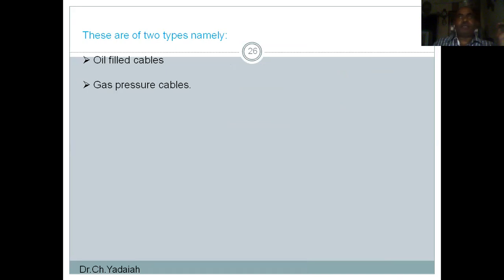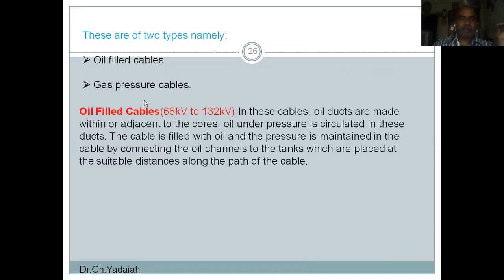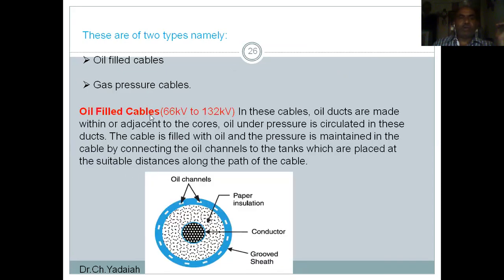So these are the further classes: oil filled cables and gas pressurized cables. The oil filled cables are generally used for voltages of 66 kV to 132 kV. In these cables, oil ducts are made adjacent to the core. As in the previous case, we have seen the core. Here there is one duct, here is another duct, here is one duct.